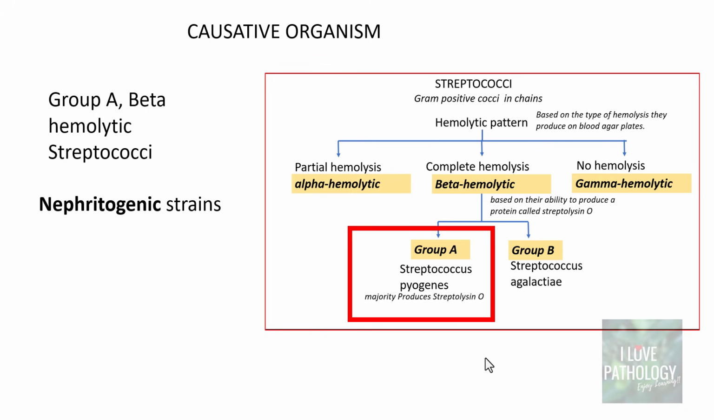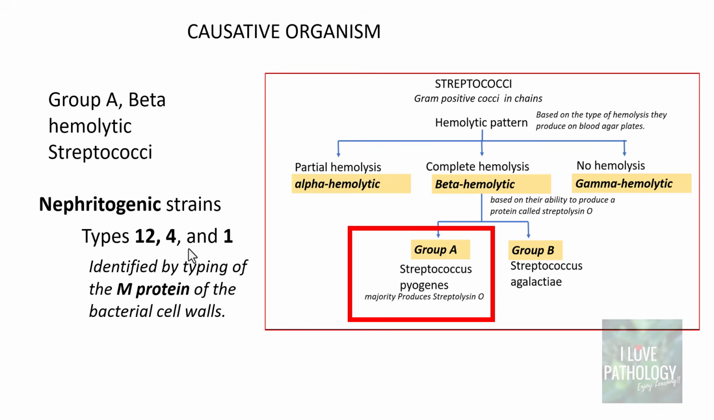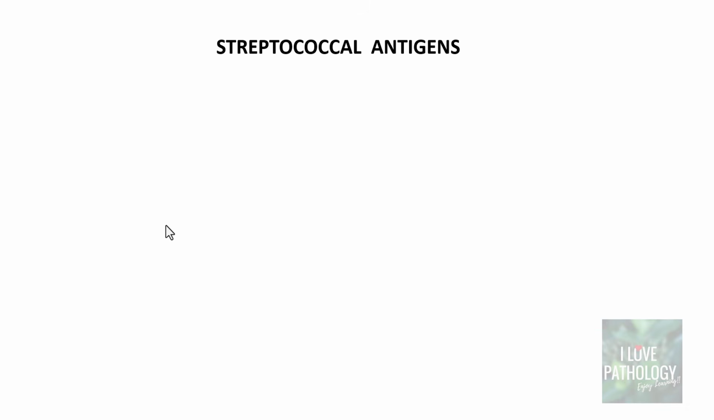But remember, not all streptococci result in this renal disease. There are some strains which are called nephritogenic, which means they are the ones which affect the kidneys. What are these strains? These are types 12, 4 and 1, which are identified by typing the M protein on the bacterial cell walls. So remember, the causative organism is the group A beta hemolytic streptococci, and the nephritogenic strains are types 12, 4 and 1.